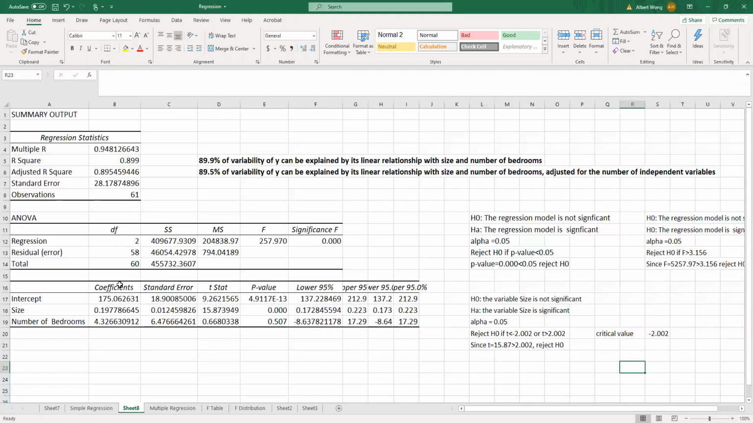Now you say, if I were given these two numbers, how can I calculate the test statistic? Well, the test statistic is equal to the coefficient divided by the standard error. So for example, if you calculate the test statistic for size, this is equal to 0.197786 divided by 0.01246. That's how to calculate the test statistic for size. If you don't believe me, let me copy it and calculate it and see whether you get the answer.